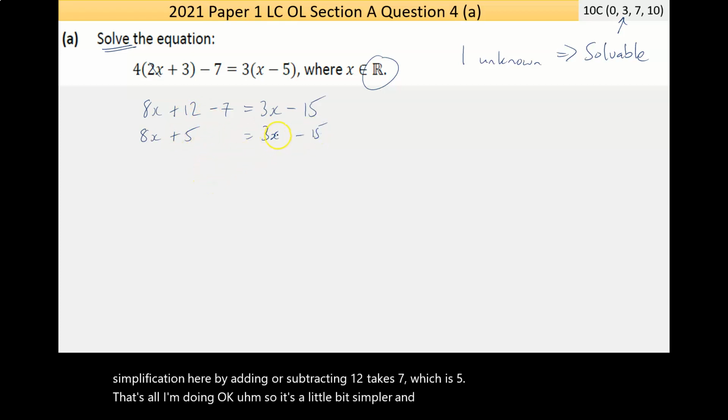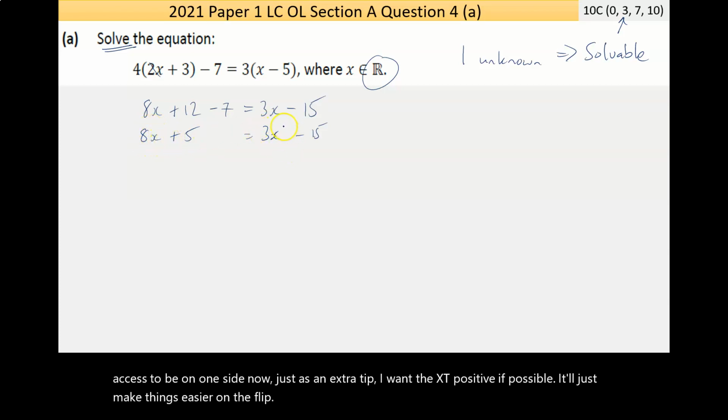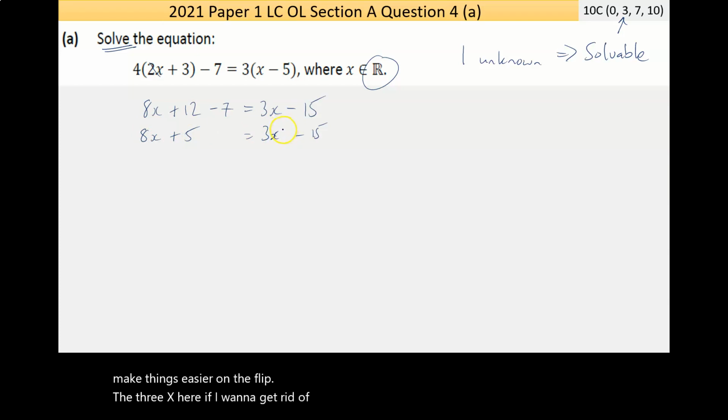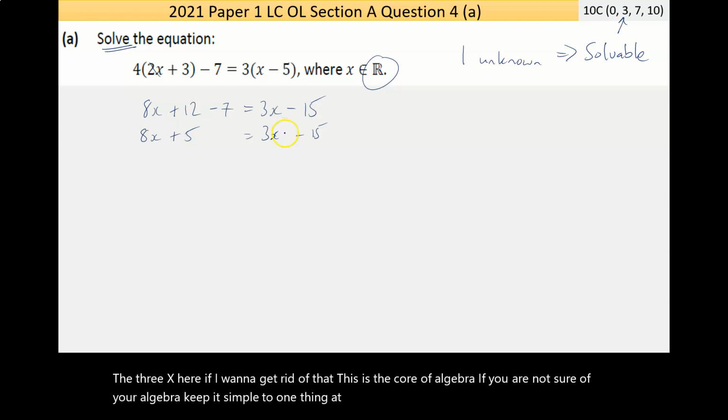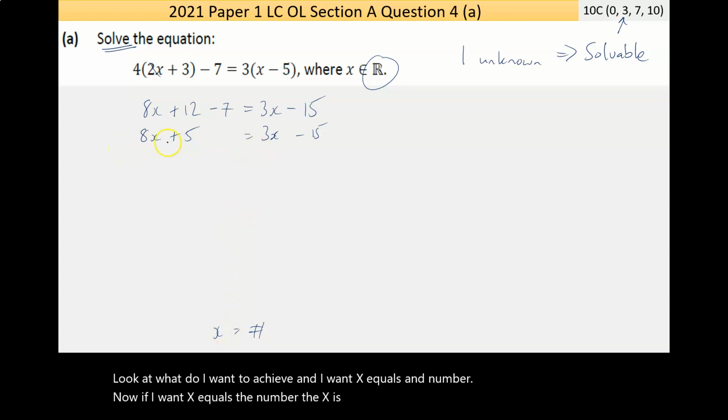And I'm looking then, okay, I want the x's to be on one side. Now, just as an extra tip, I want the x's to be positive if possible. It'll just make things easier on the flip. Now, the 3x here, if I want to get rid of that, this is the core of algebra. If you are not sure of your algebra, keep it simple, do one thing at a time. Look at what do I want to achieve? And I want x equals a number. Now, if I want x equals a number, the x's must be on the same side.